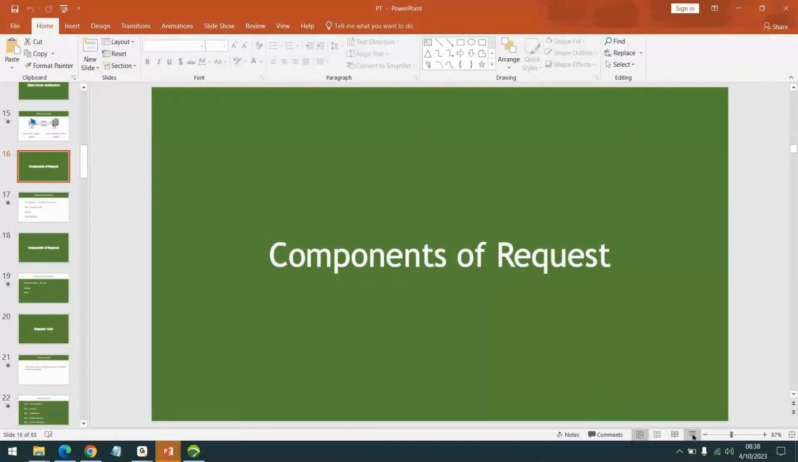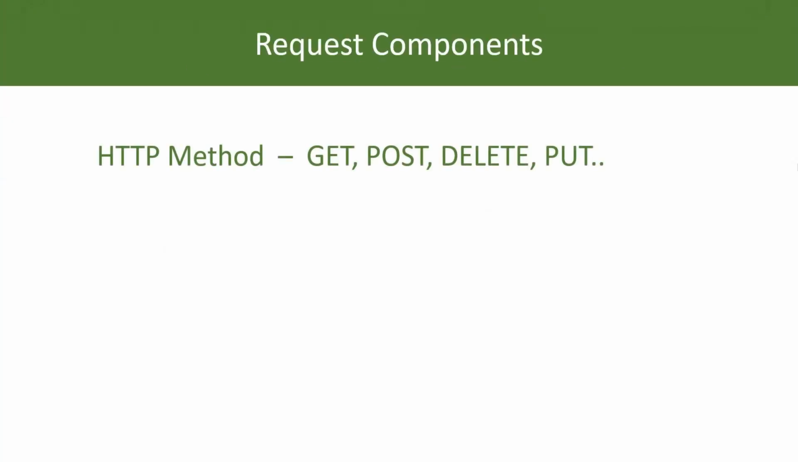So let's look at this. Since we are talking about both request and response, let's look at the request components. There are four components as a part of a request. You can see my screen, right? Yes. Please confirm. Okay, fine. Wonderful. So HTTP method: get, post, delete, put, trace, options, and there are different methods. This is the first component of a request.